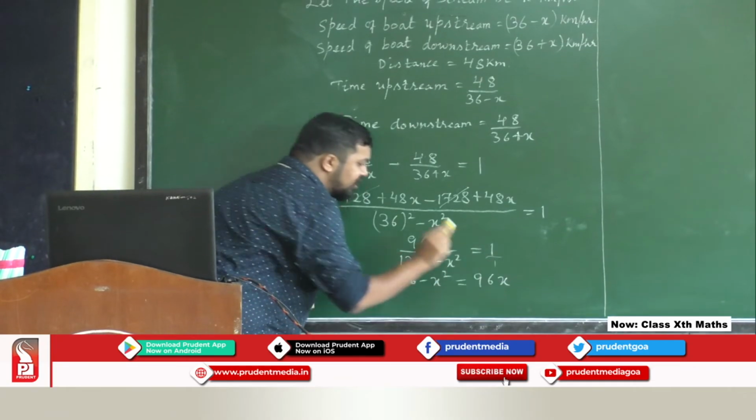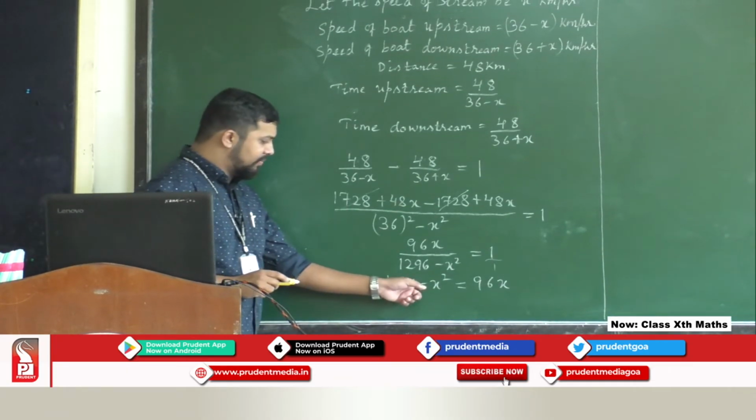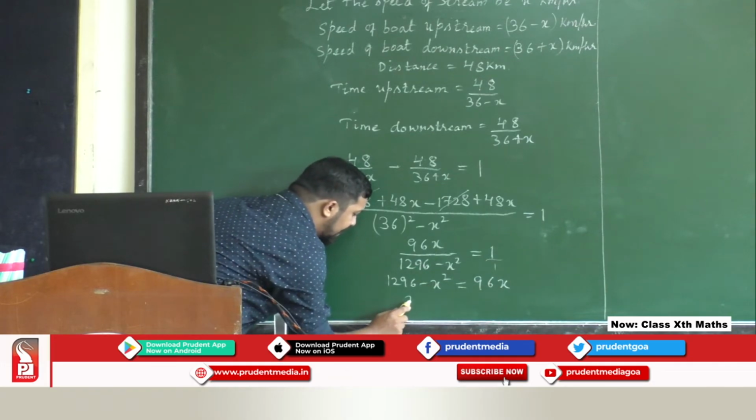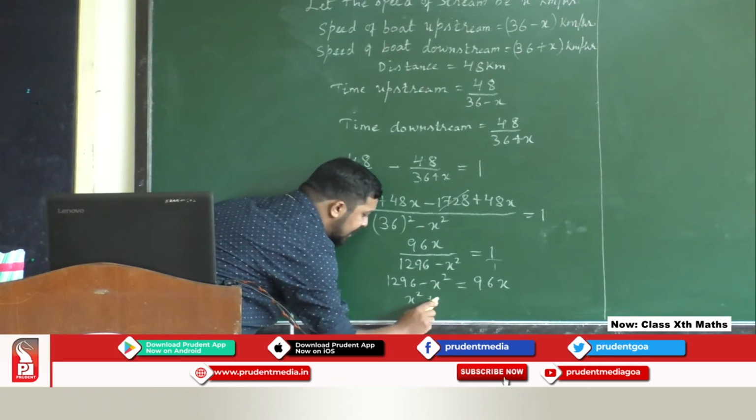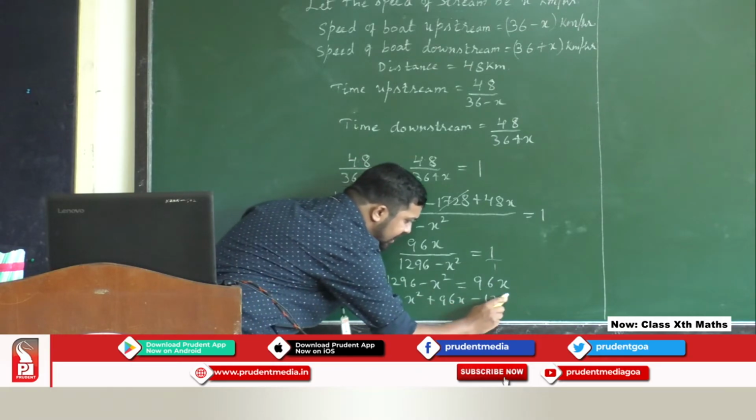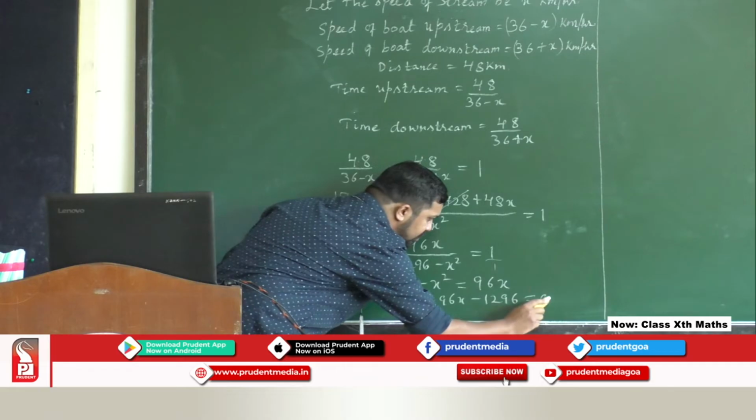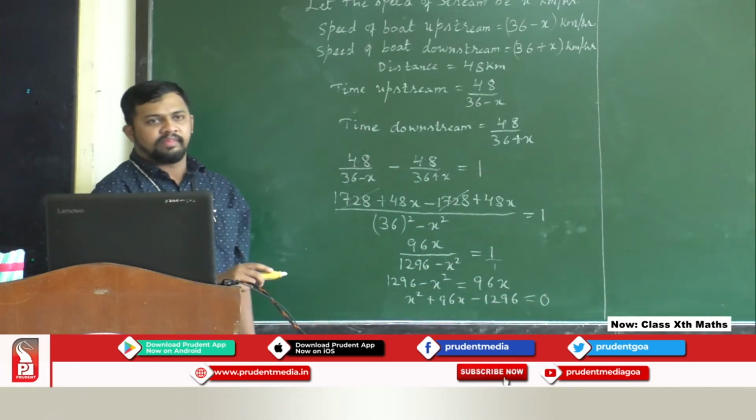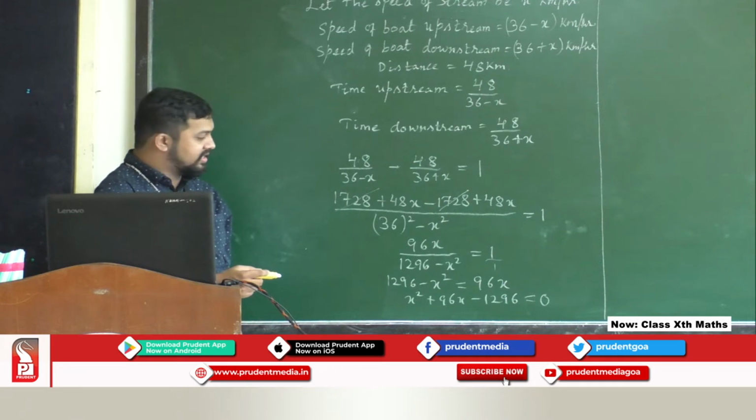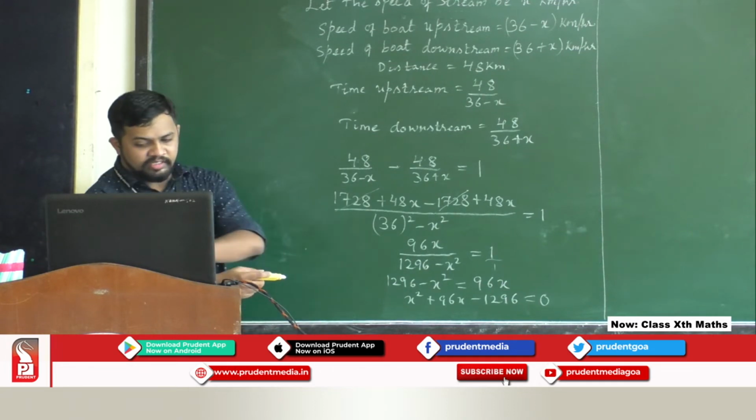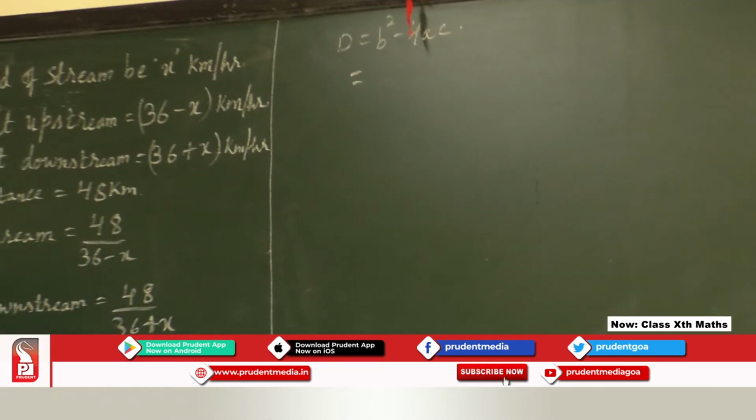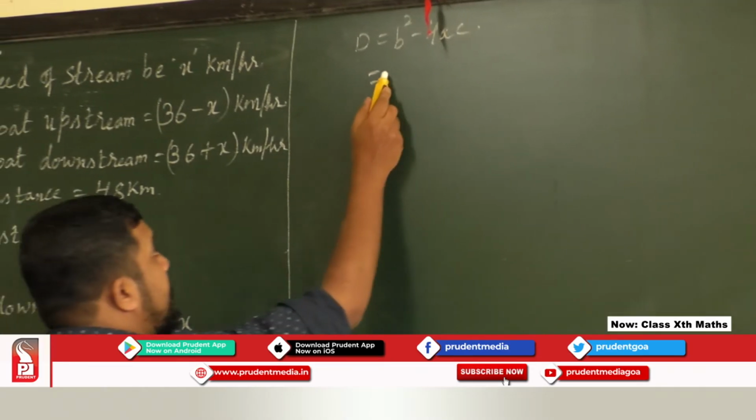When nothing is there, it is always 1 upon 1. Now take all these terms on this side. So it will become x square plus 96x, and this term will become minus 1296 equal to 0. So I got my quadratic equation: x square plus 96x minus 1296 equal to 0. Use your method, so D. Identify your A, B, C terms.